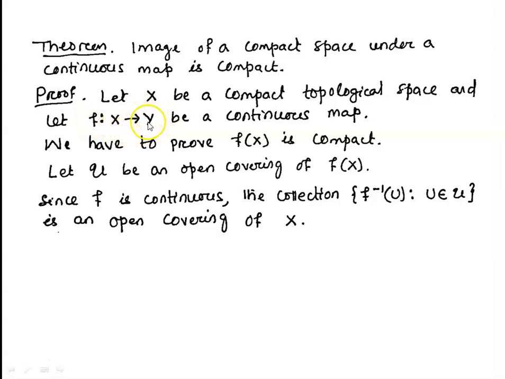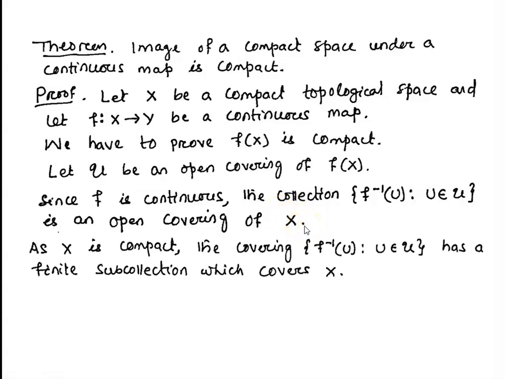Here we have taken an open cover of Y. Since we have taken an open cover of Y, the inverse image of every element of that open cover is an open set in X because F is continuous. So we have this collection F inverse U, where U belongs to the collection U, is an open covering of X. Now we have that X is compact.